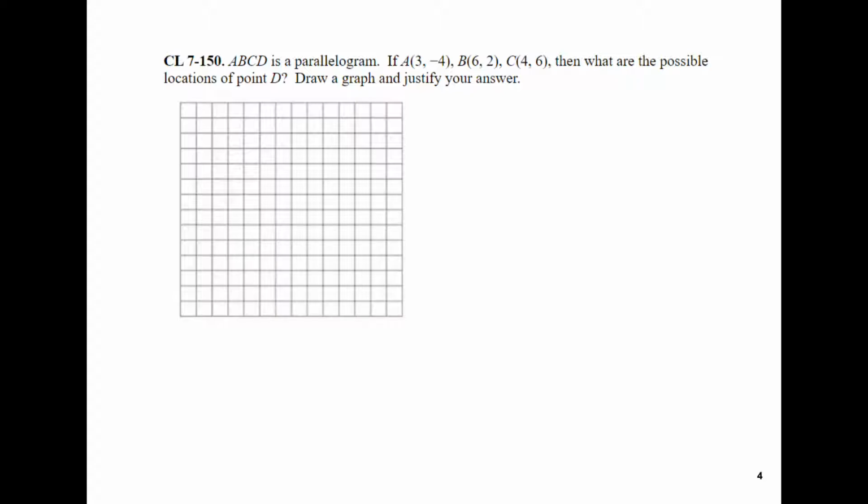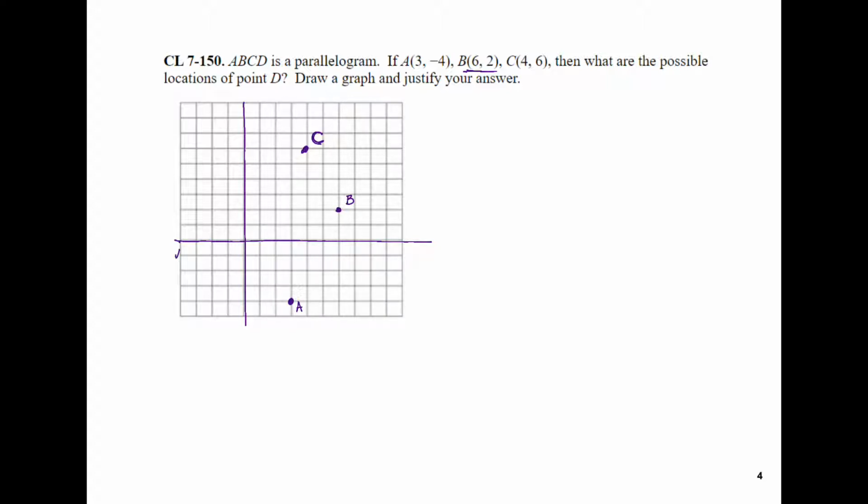Closure question 7-150, ABCD is a parallelogram. If A is at 3, -4, so if we sketch our axes, and we have 3, -4, and we label that point A, 6, 2, and that is B, and C is at 4, 6, they then asked, what are the possible locations of D? Draw a graph and justify your answer.